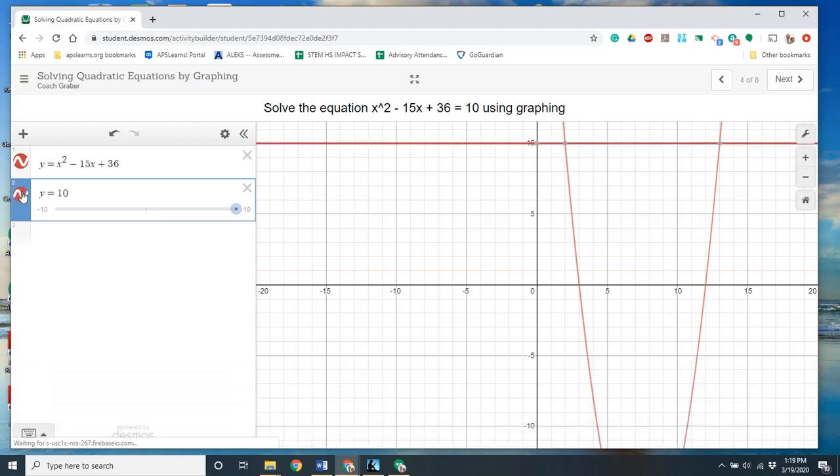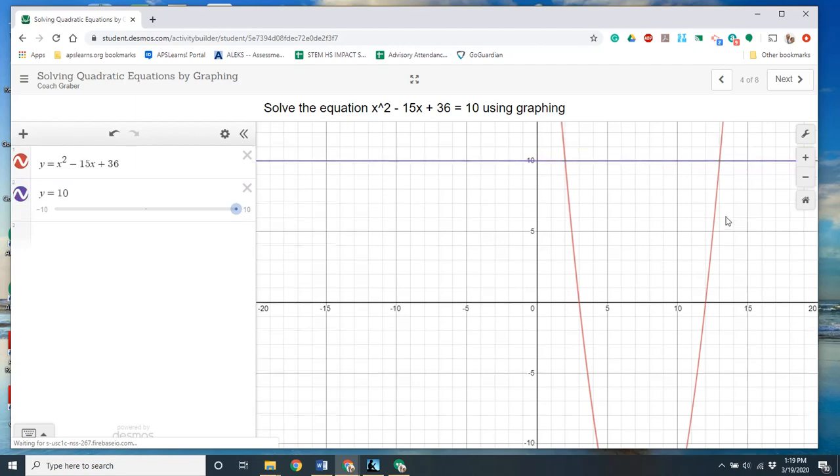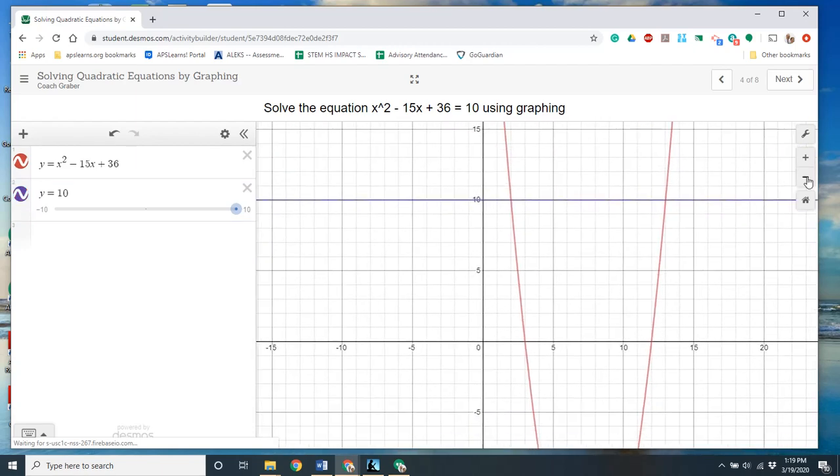Now, one thing you need to be careful about is to make sure that you can see where they intersect. On some of these equations, you won't be able to see the place where they cross. You might have to zoom out, or zoom in, or move the screen until you can find where they cross.